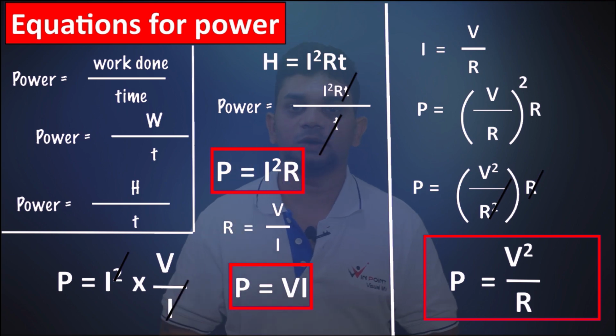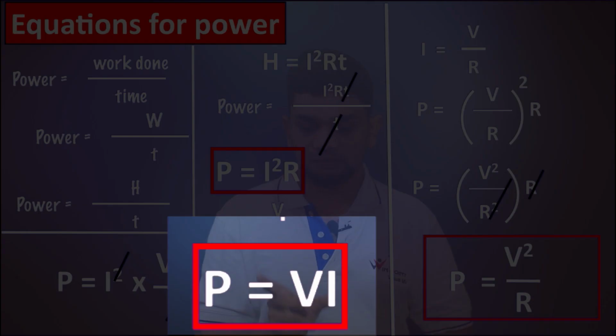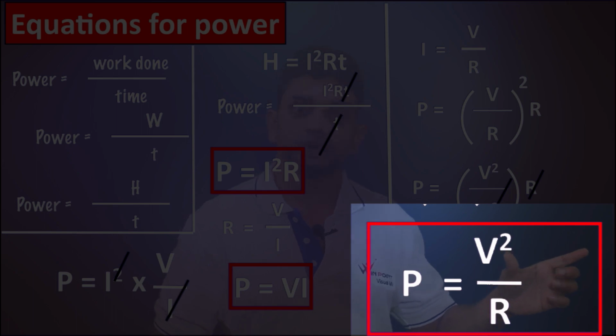There are three equations now. P is equal to I square R. P is equal to VI. P equal to V square by R. There are three equations.